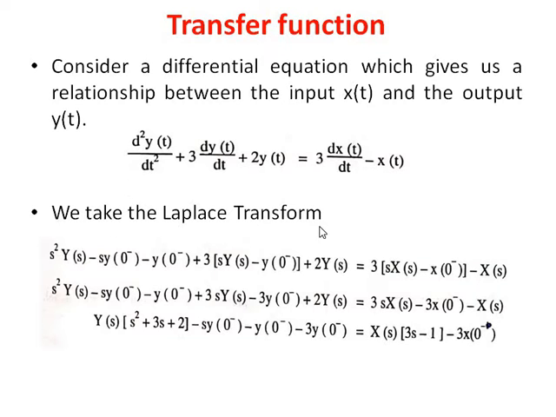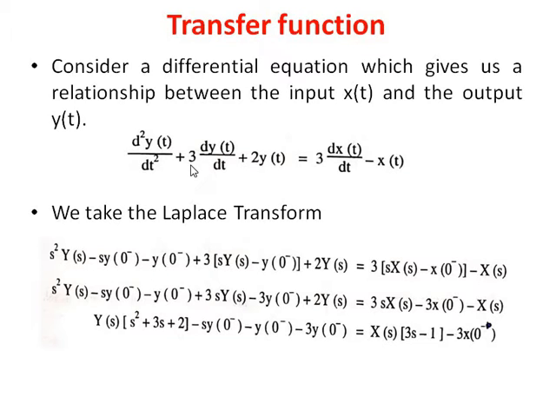So we take the Laplace transform of this differential equation. d square y(t) by dt square becomes s square Y(s) minus s y(0) minus y'(0). The y(0) indicates the initial conditions. Here there are 2 time derivatives, so we get 3 terms: first s square, second s, and third 1.